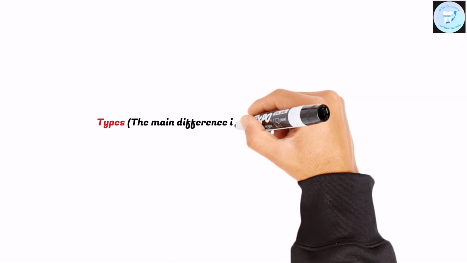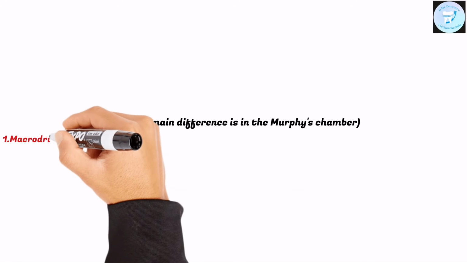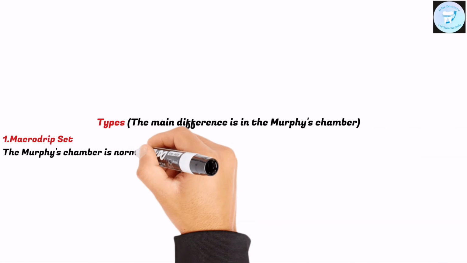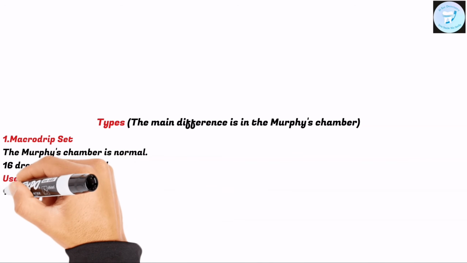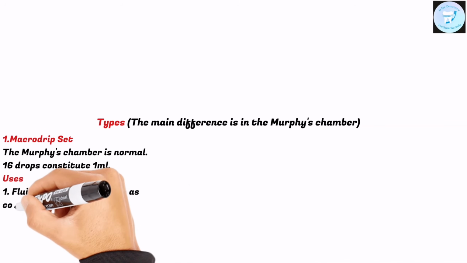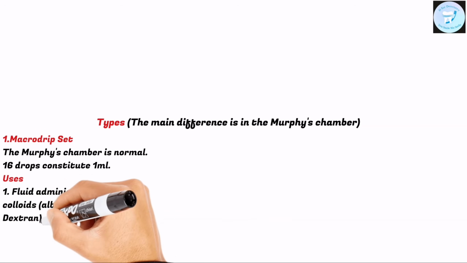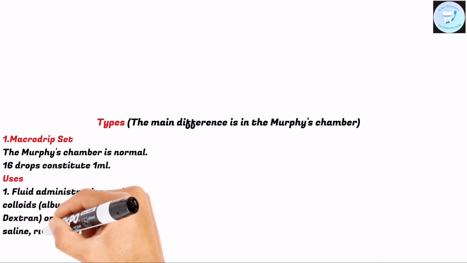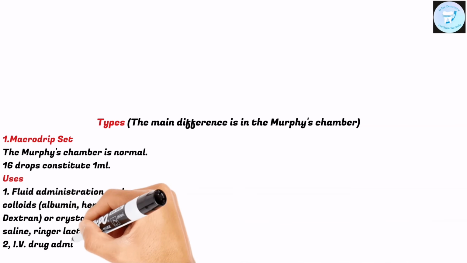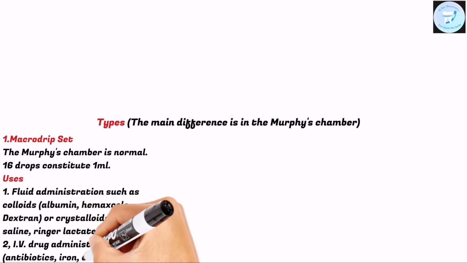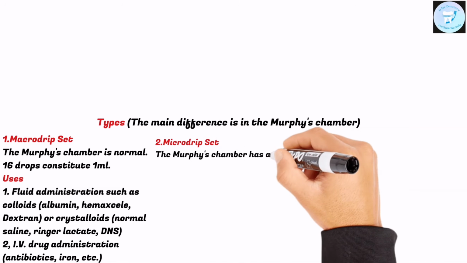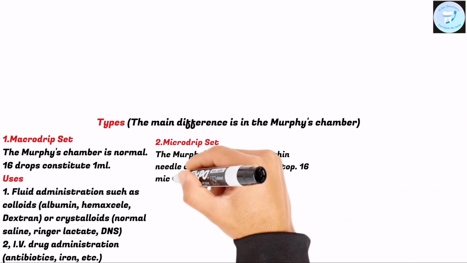Types. The main difference is in the Murphy's chamber. First, macro drip set. The Murphy's chamber is normal. 16 drops constitute 1 ml. Uses: fluid administration such as colloids or crystalloids, IV drug administration.